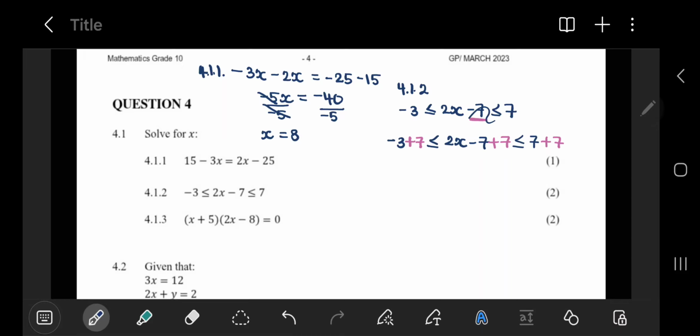Now on the left-hand side, we have negative 3 plus 7, which gives you 4. In the middle, minus 7 plus 7 cancels out. You're left with 2x. On the right-hand side, 7 plus 7 is 14. Now to get x alone in the center, we need to get rid of its coefficient, which is 2. So we're going to divide throughout by 2. Doing so, we have 4 divided by 2, which is 2 on the left. In the middle, the 2's cancel out. We're left with x. On the right-hand side, 14 over 2 is 7. So this is your answer.